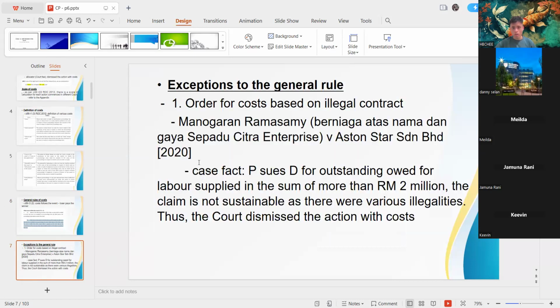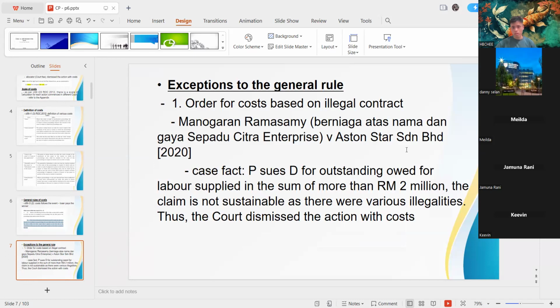What are the exceptions? First thing is, it is based on an illegal contract. So that is the case on point, right? I'll be using this quite recent case, Mano Garat Ramasamy.